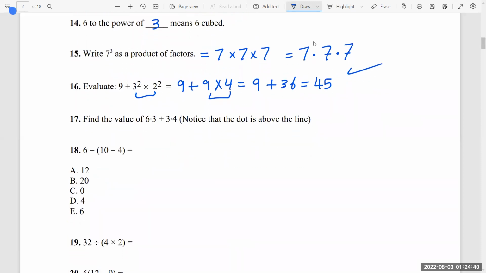Find the value of 6. This is not a dot or a decimal point. It's a multiplication. Okay, this is a dot above the line. So 6 times 3 is 18. Plus 3 times 4 is 12. Answer 30. Very easy. 6 minus a bracket 10 minus 4. Do the bracket first. So 6 minus the bracket, 10 minus 4 is 6. So 6 minus 6 is 0. This is the answer.